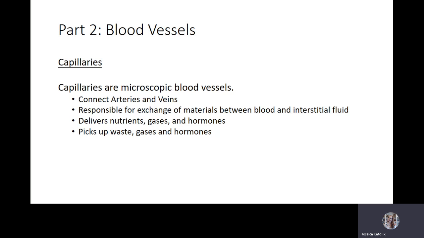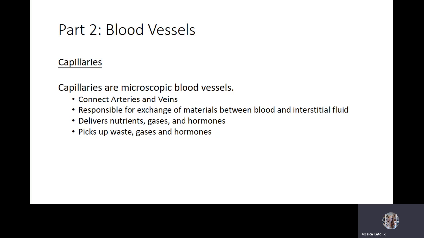interstitial fluid. Interstitial fluid is going to be the fluid that surrounds our tissue. And so it's going to kind of bathe the tissues. And this is where the fluid is going to deliver nutrients and kind of pick up waste products. Very similar to the cerebral spinal fluid that we talked about when we were in our section on the nervous system.